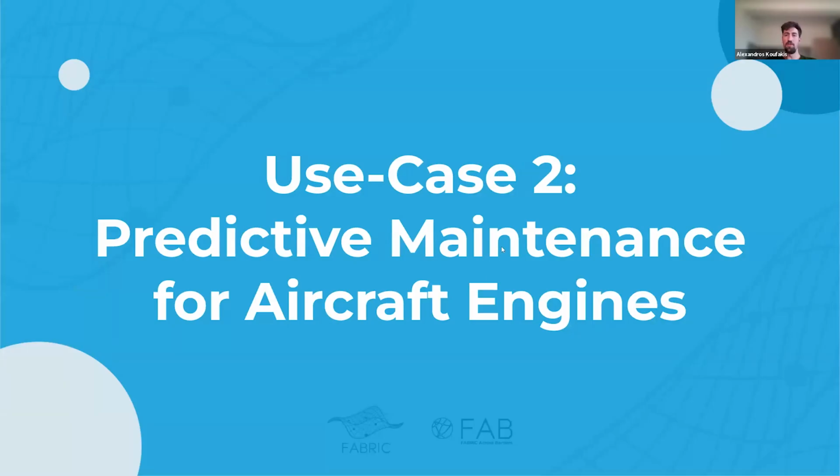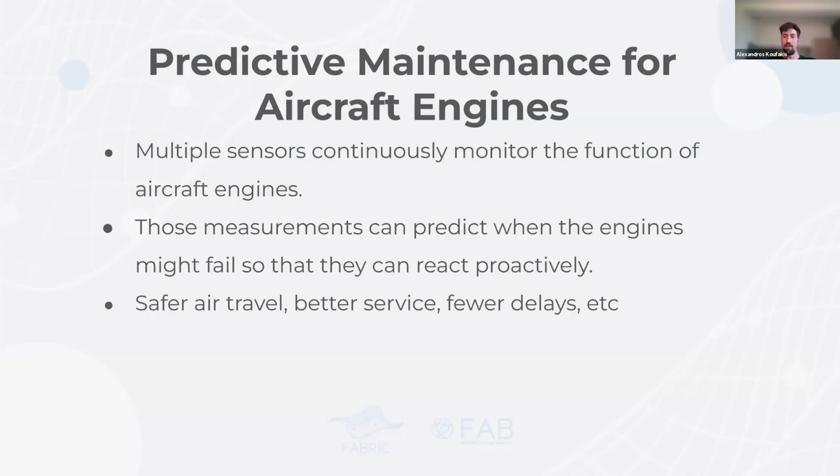Okay, so this was the first use case. The second use case is about predictive maintenance for aircraft engines. The idea here is that using measurements from sensors that are mounted on the aircraft engines, we can predict when the engines might fail, but before they actually do, so that we can react proactively.